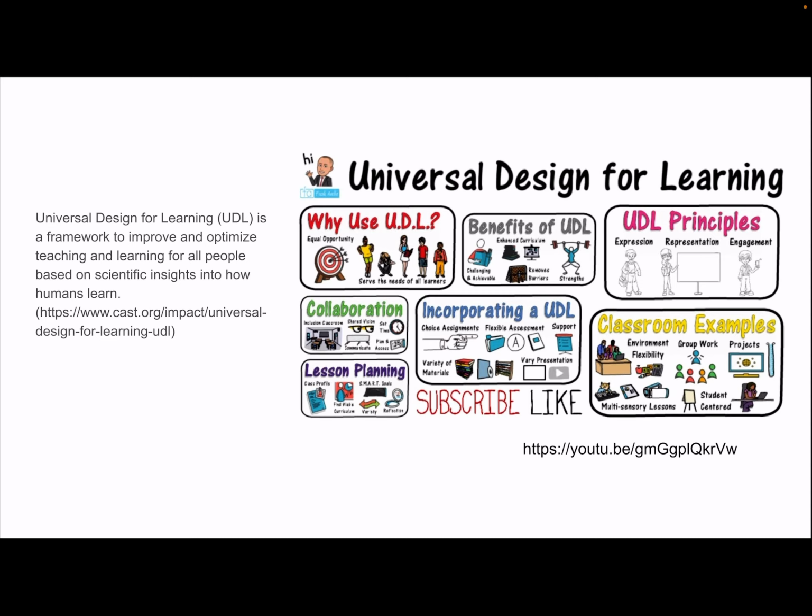It shows why I use UDL for equal opportunity, the benefits, the principles, the collaboration aspect, how lesson planning incorporates UDL, and all the ways UDL can be incorporated in the classroom: support, assessments, a variety of materials, technology, varying ways of presenting, and then some classroom examples, which would be environment flexibility, multisensory lessons, student-centered group work, and projects.